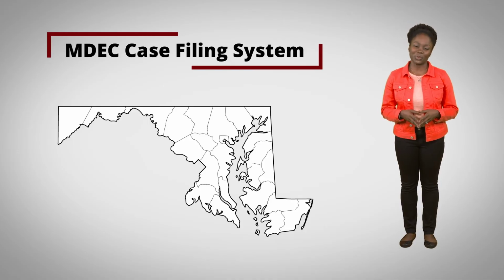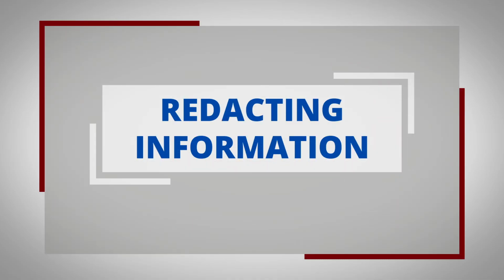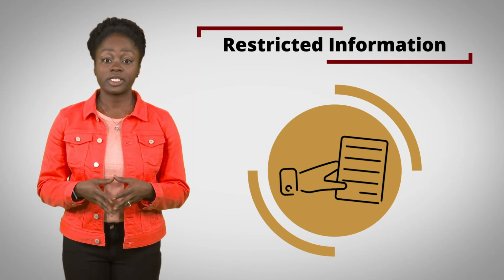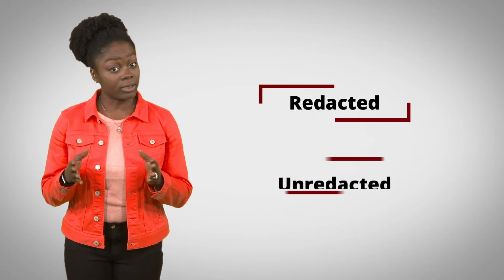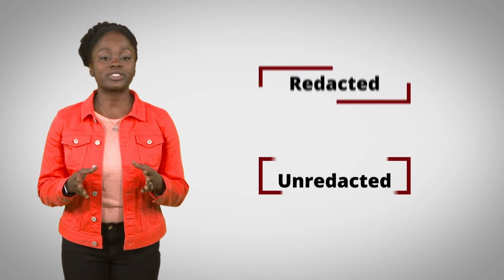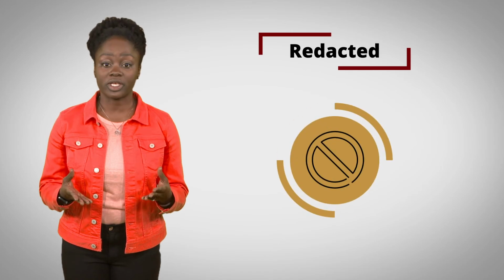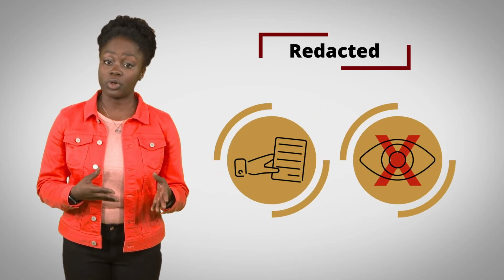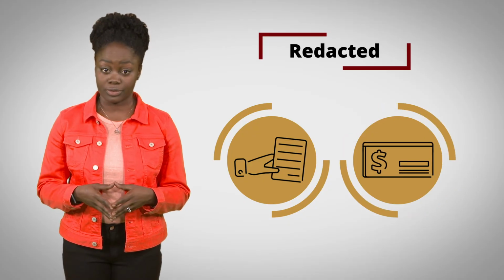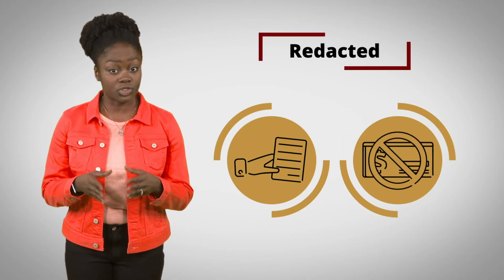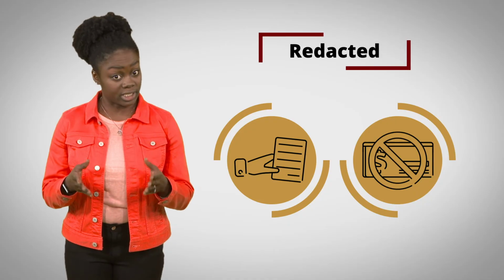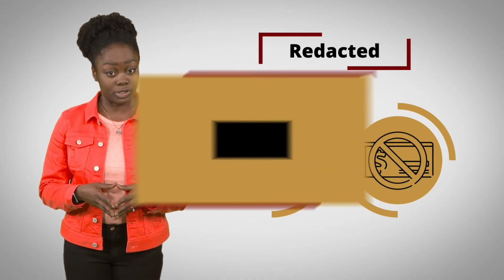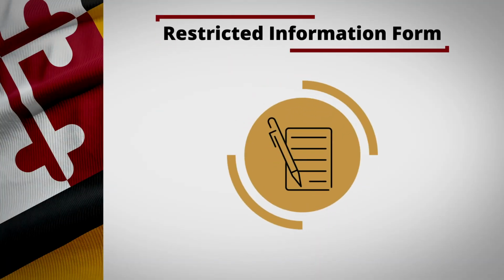One more thing before we review. Let's talk about redacting information. When submitting documents that contain restricted information, submit both a redacted and unredacted copy. Redacted means that the restricted information is not visible. For instance, you may file a motion that lists your full bank account number. The bank account number is restricted, but the rest of your motion is not. In this case, you should complete the restricted information form.